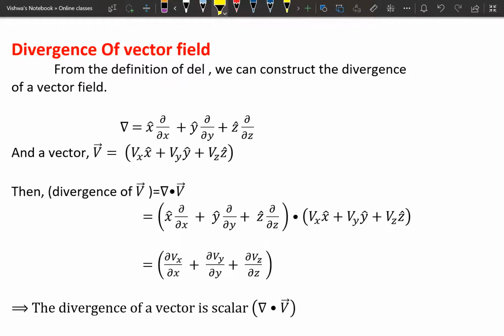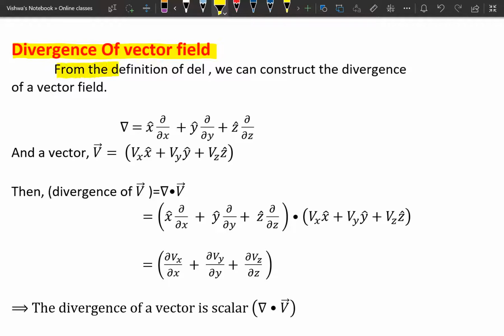In the previous video we studied the gradient of scalar functions. From that we know the gradient of a scalar function results in a vector function. In this section we are going to study the divergence of a vector field and the curl of a vector field.